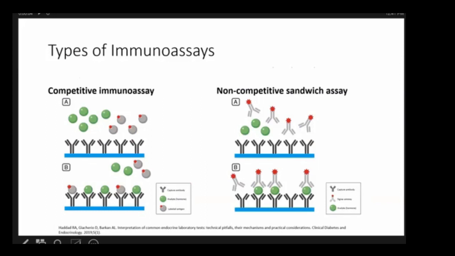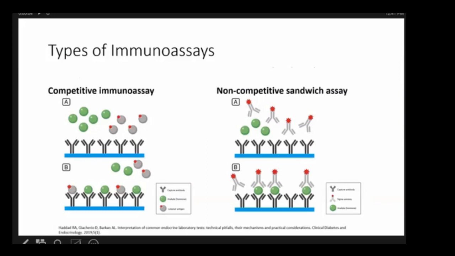Typically, we're not using competitive immunoassays anymore. All of the tests I'm going to review, with the exception of two, are non-competitive sandwich type assays. These are just newer generation, more sensitive tests. In a sandwich assay, it is non-competitive in that the capture antibodies are anchored to the tube, just like in the other type, then the sample containing the hormone as well as a signal antibody is added.